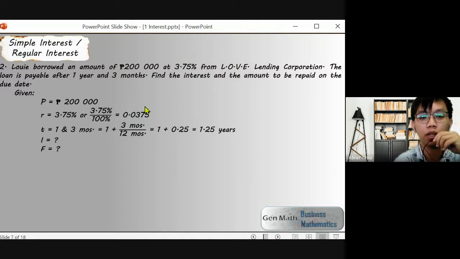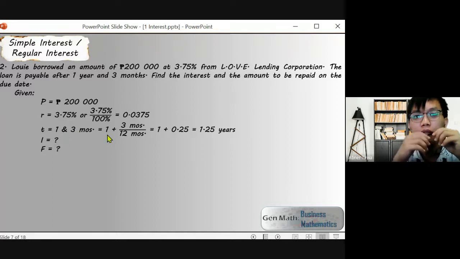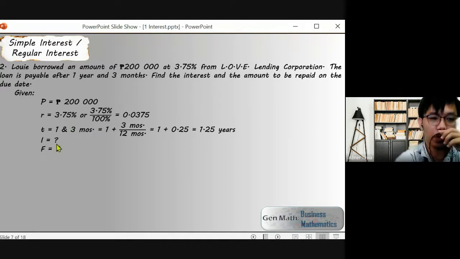And then yung gagamitin nating value sa pag-solve ng interest is yung decimal form. And then we have here the time given. We have here 1 year and 3 months. Okay, so sabi natin kanina na always express yung time in years. So, meron tayong 1 year dito and 3 months. I-convert natin yung 3 months into years. Okay? So, just divide 3 months by 12.